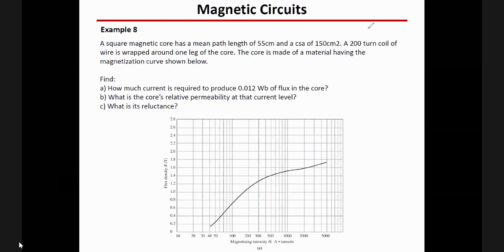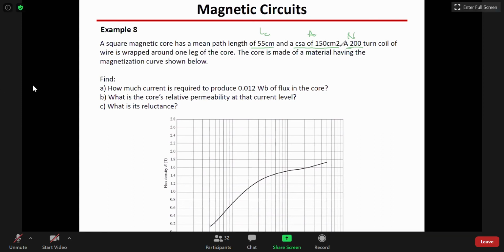So just a quick example here. A square magnetic core has a mean path length of 55 centimeter. So the length is 55 centimeter. Cross-sectional area 150 centimeter square. Number of turns 200, wrapped around one leg of the core. The core is made of material having magnetization curve. So what we know here is that Lc is 55, A is 150, N is 200, and it's a square magnetic core, one coil. So we are familiar with such a magnetic core.